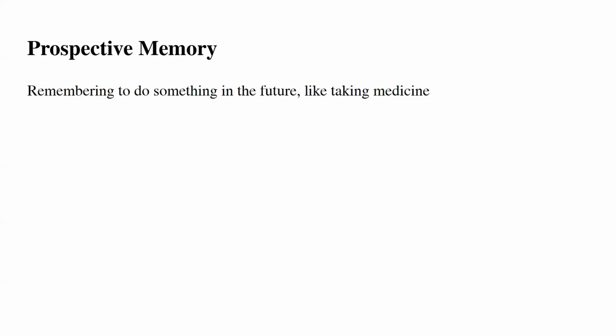Episodic memory is the memory of personal events. Semantic memory is memory of general knowledge, such as the capital of USA. Implicit memory is memory we aren't aware of, such as habits. Procedural memory is memory of how to do things, such as driving. Prospective memory is remembering to do something in the future, like taking medicine.